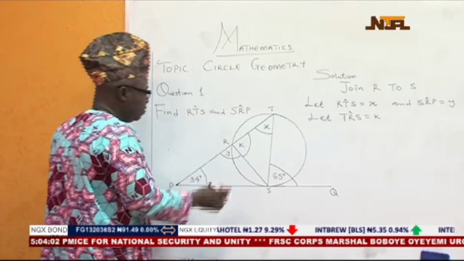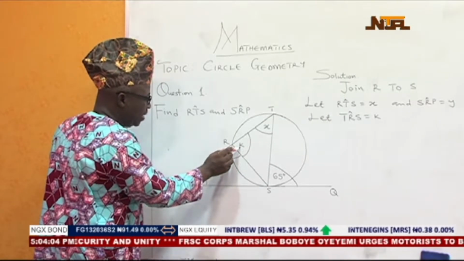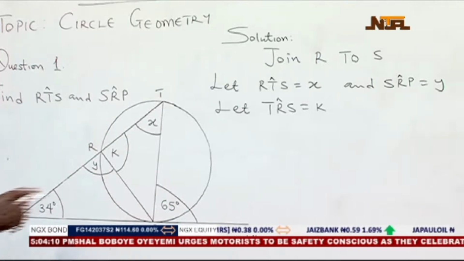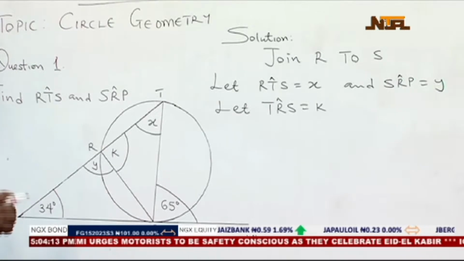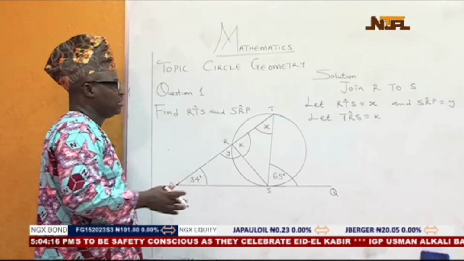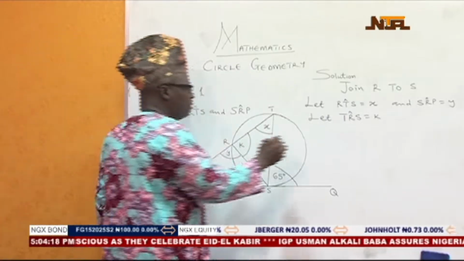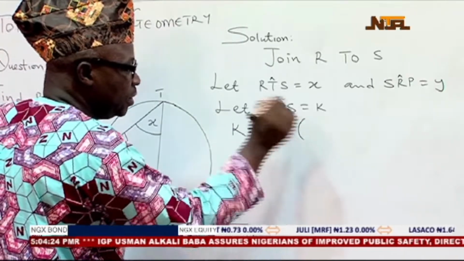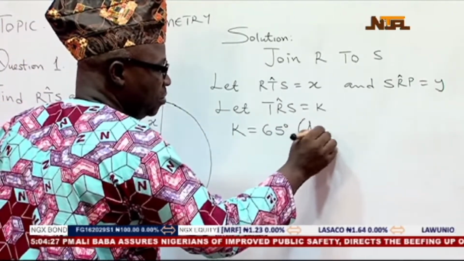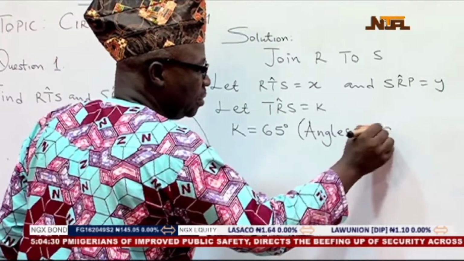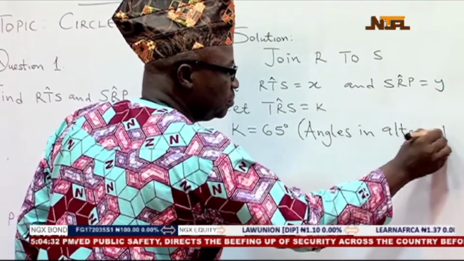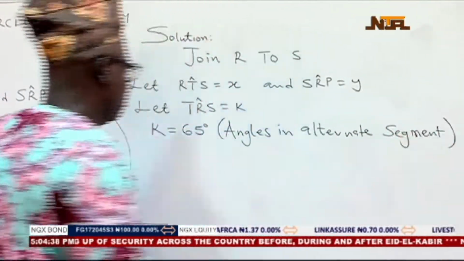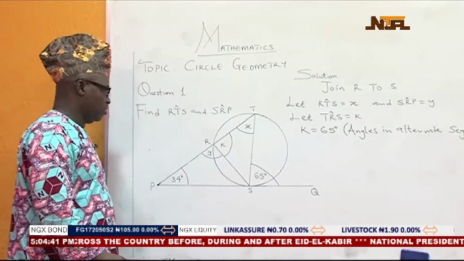Now, from this arrangement, looking at angle K, it is going to be the same as angle 65, because both angles are in alternate segments. When they are in alternate segments, they are equal. So I can write that angle K is 65 degrees. The reason for that, angles in alternate segments. So we've been able to get the value of K.